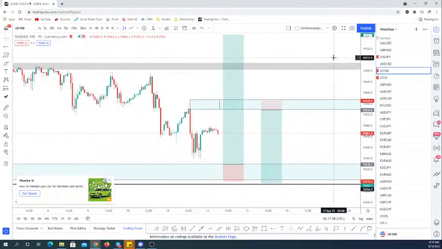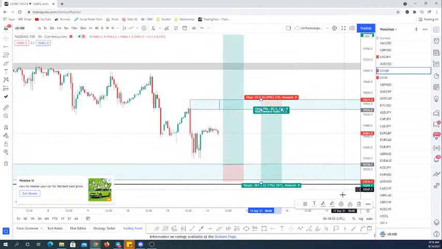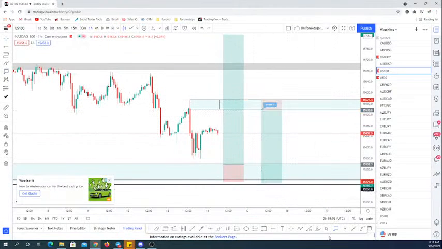Awesome. I think that's it for the US 100. Let me put in the price so you guys can see price here.